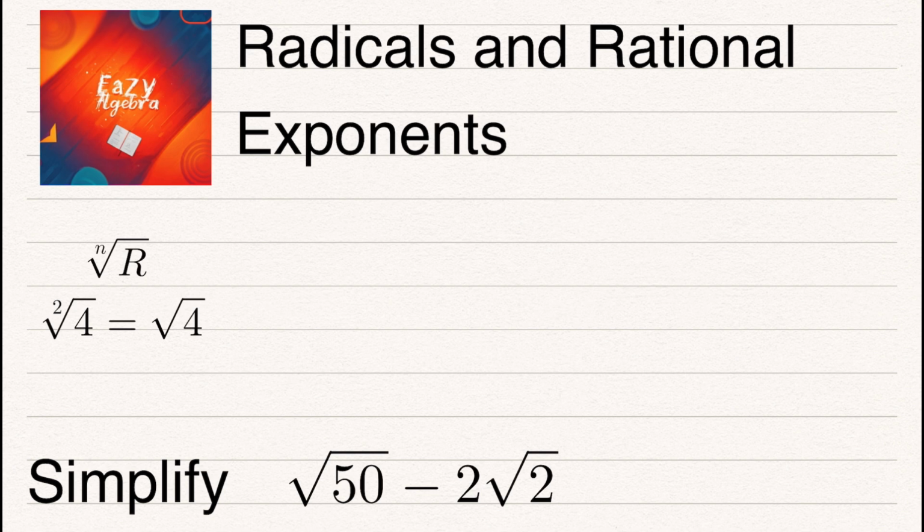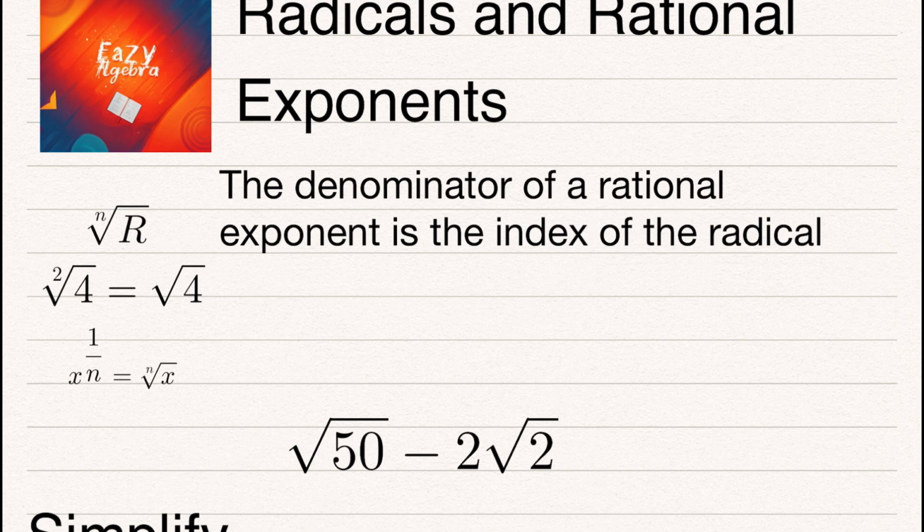All right. A rational exponent is going to relate to a radical. That's why we've thrown it in with them. If you have something like x to the 1 over n, that's going to be the same as the nth root of x. So when you have a rational exponent, the denominator is the index of your radical. So the denominator of a rational exponent is the index of the related radical.